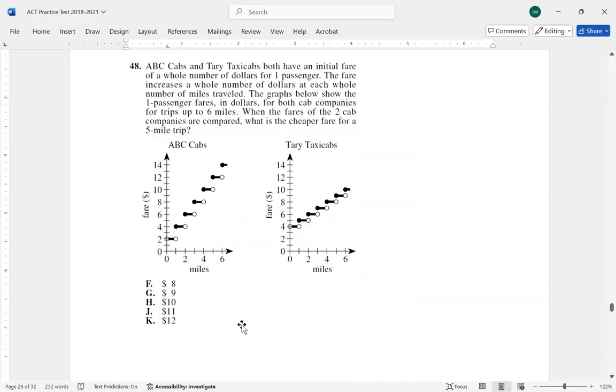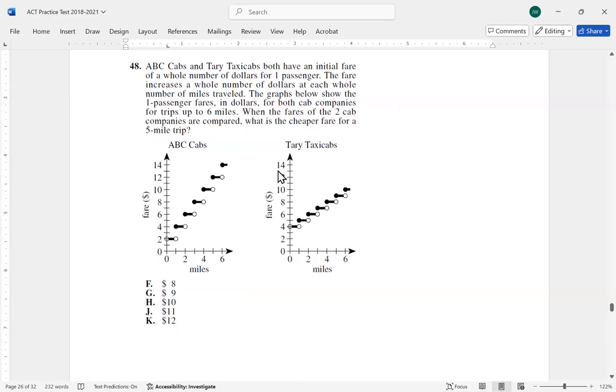Question 48. ABC cabs and Terry taxi cabs both have an initial fare of a whole number of dollars for one passenger. The fare increases a whole number of dollars at each whole number of miles traveled. The graphs below show the one passenger fares in dollars for both cab companies for trips up to 6 miles. When the fares of the two cabs are compared, what is the cheaper fare for a 5-mile trip?